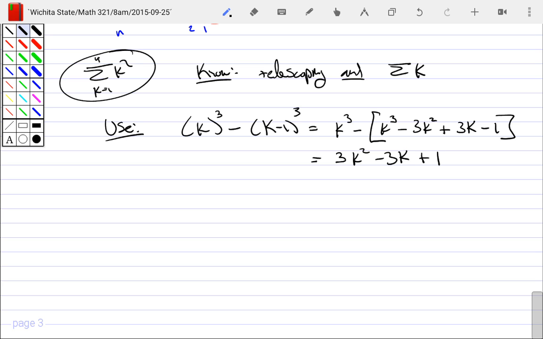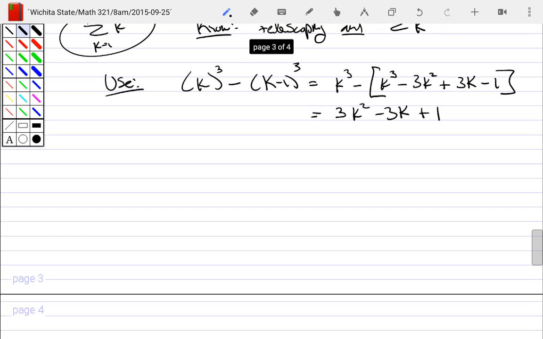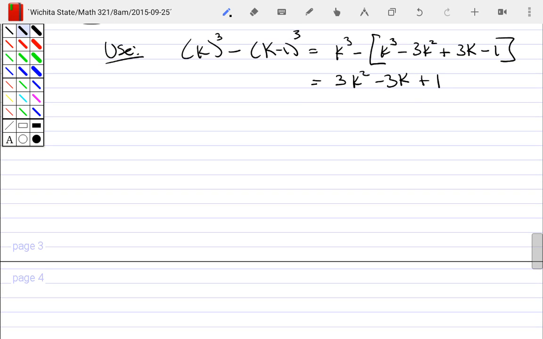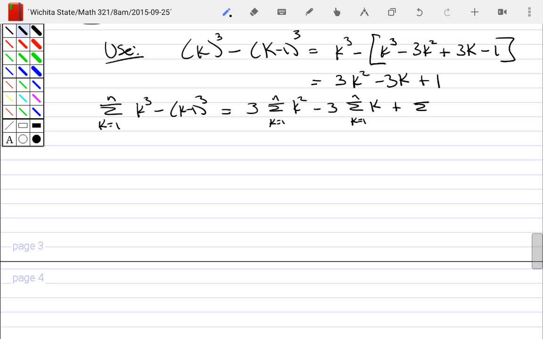And so what I've learned is if I would sum, since these are equal, summing the left must be the same as summing the right. So that would tell me that if I summed the left from k equal 1 to n of k cubed minus k minus 1 cubed, that must be equal to 3 times the sum from k equal 1 to n of k squared minus 3 times the sum from k equal 1 to n of k plus the sum from k equal 1 to n of 1.